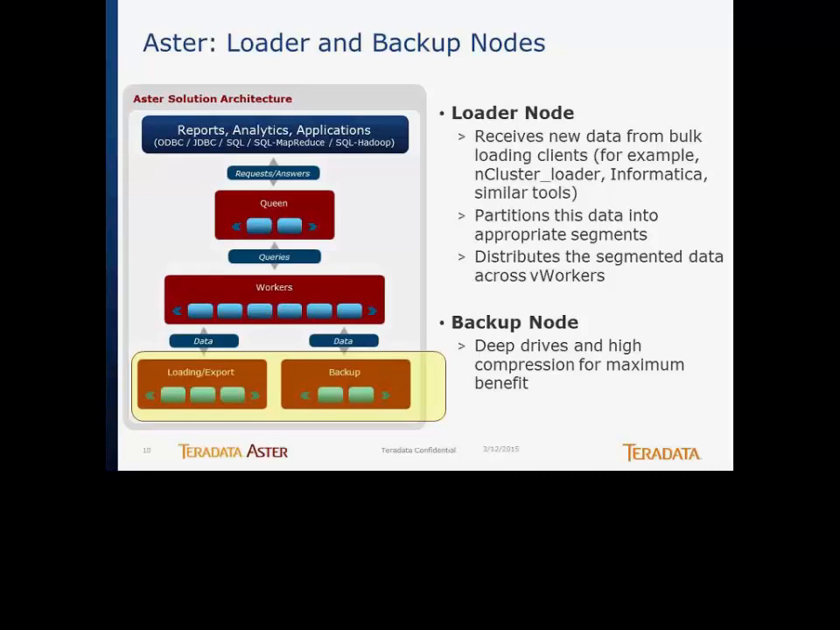So the loader node actually does parallel loads into these workers, correct? I mean, it's intelligently loading data in based on some relationship with the Queen, knowing where this goes, is that how that works? That's absolutely right. Yeah, that's how it works. Okay, excellent. Thank you.